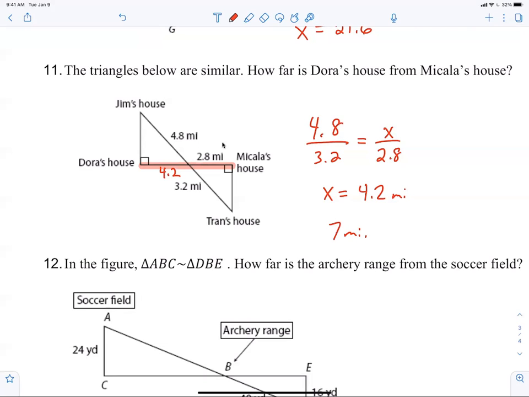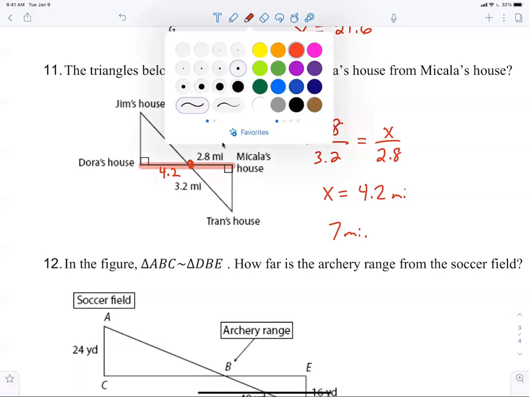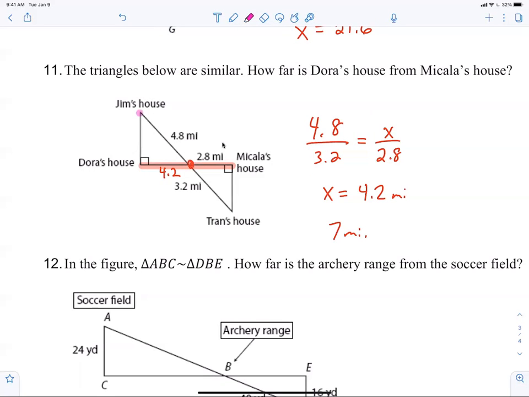What don't you understand? So I know 4.8 is like from here to here. No, it's from here to here. That's why you're not seeing it. Okay, and so then 3.2. You see it now? Oh, so you were just trying to find out what the... Make sense? Yeah. All right.